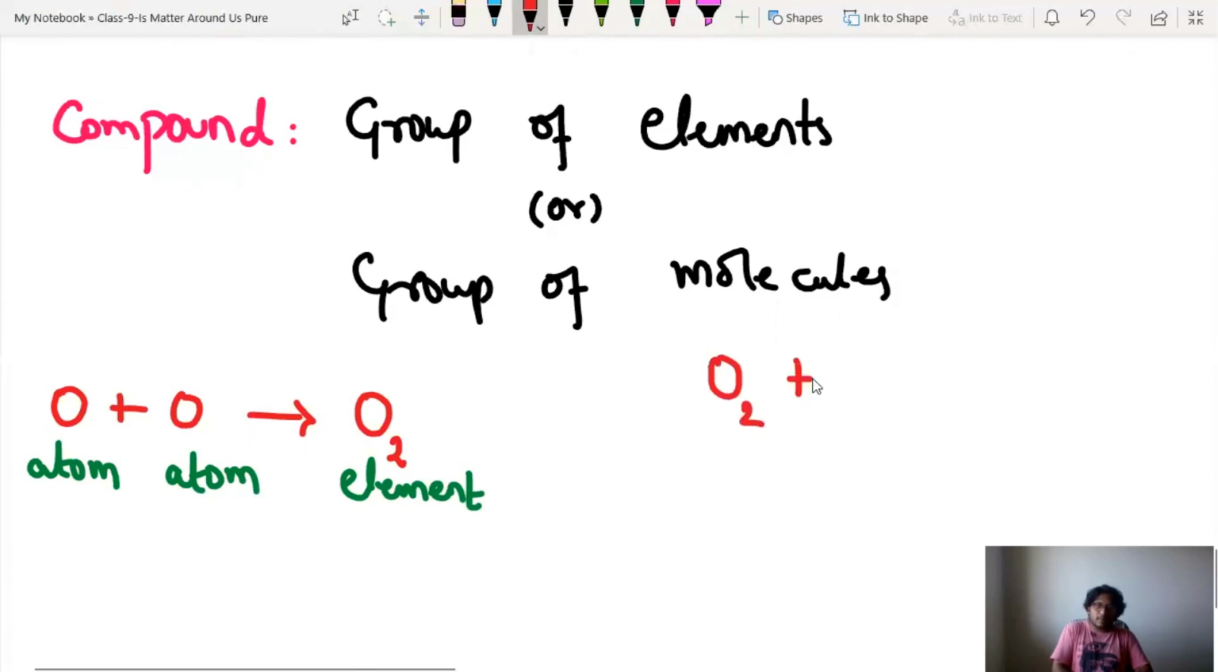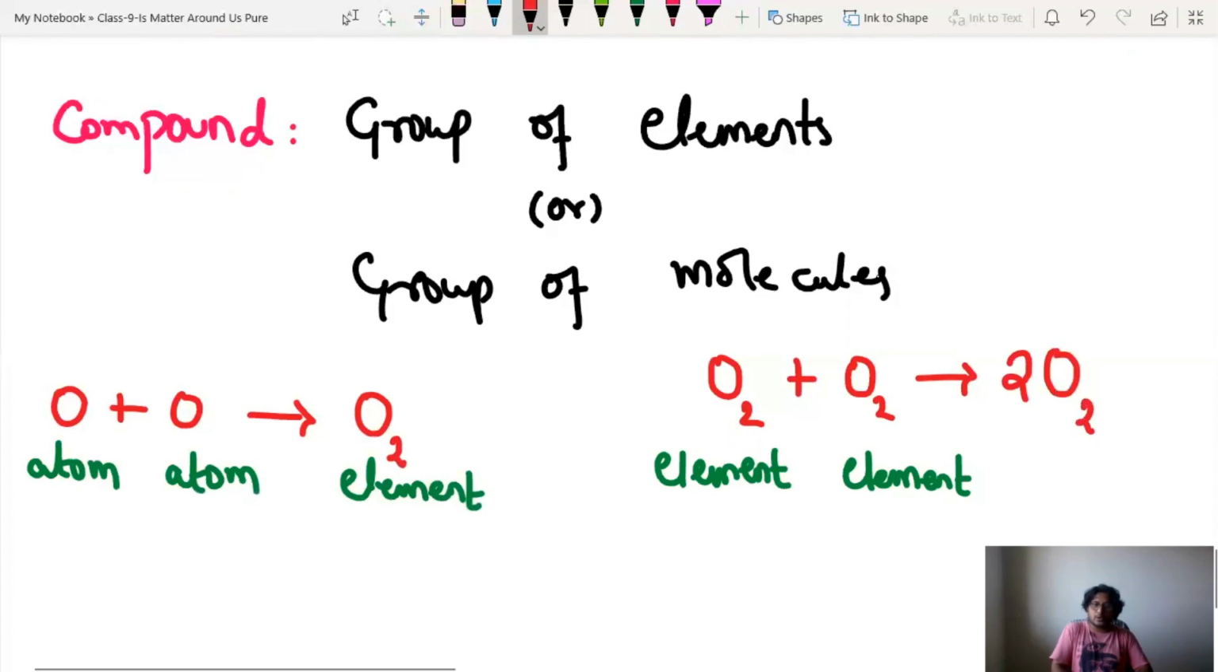Now, if I take O2 plus O2, you see, what is that O2? O2 is an element and this O2 is also an element. If element and element are combining together, then we will get, how many O2s are there? 2 O2 elements. So 2 O2, this one is known as a compound. Now did you get it? Element plus element is compound.